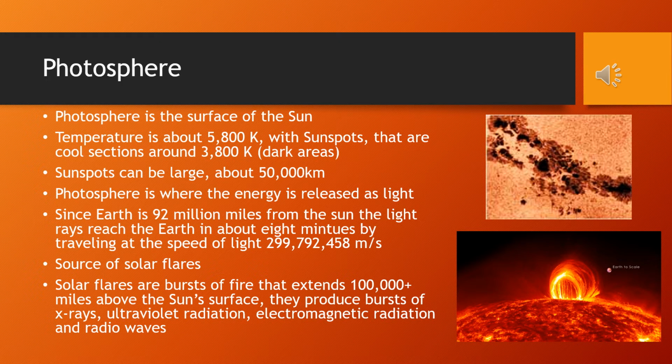The photosphere is the surface of the sun. The temperature is about 5,800 Kelvin, and it has sunspots that are actually cool sections that are about 3,800 Kelvin. The sunspots can be pretty large, get up to about 50,000 kilometers. And this is where the energy is actually released as light. So the photosphere is where the light gets off of the sun and starts traveling towards Earth. And since Earth is 92 million miles away, the light takes about 8 minutes to reach our eyes on Earth because it's traveling at the speed of light.